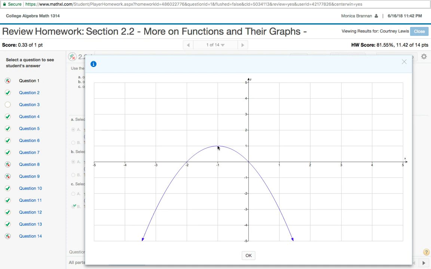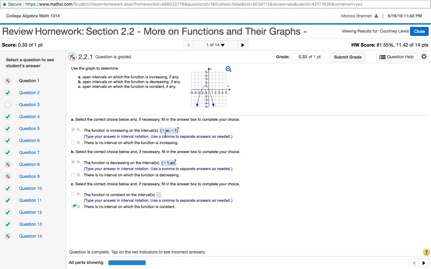Then when do we start going down the hill? We're getting that negative 1 from the x value. What x value does it stop increasing? It stops increasing at negative 1. Then what happens from negative 1 to positive infinity? Well, it's decreasing. So we get an increase from negative infinity to negative 1, then we should decrease from negative 1 to infinity.